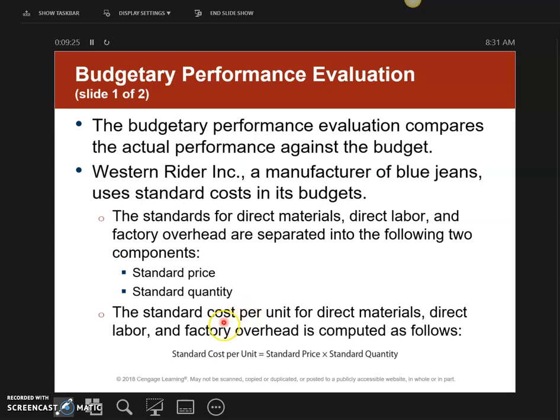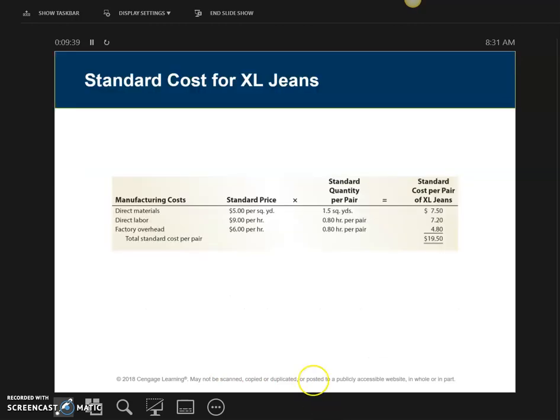So here, the standard cost per unit for each of these is the standard price times the standard quantity. This is just the standard cost per unit. So no need to write this down. You can come back and take a look at this. So here we have, for direct materials, my materials cost $5 per square yard. And my standard quantity of material for each pair is 1.5 square yards. So I can expect my standard cost to be $7.50 just for direct material.